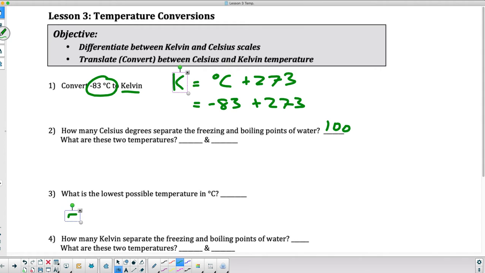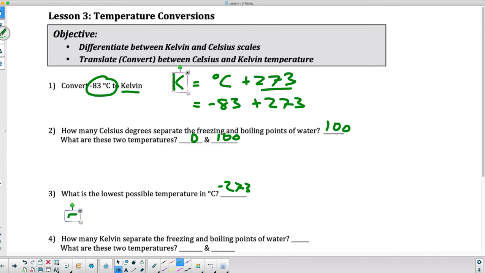How many Celsius degrees separate the freezing and boiling of water? Of course, that's 100. What are these two temperatures? For degrees Celsius, that would be 0 and 100 for freezing and boiling. The lowest possible temperature is negative 273, and we know that because of this conversion factor between Kelvin and Celsius.